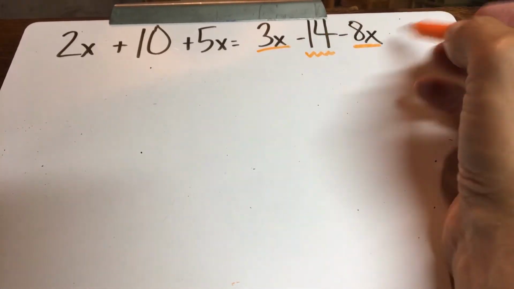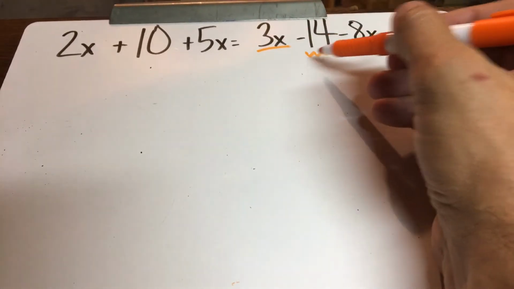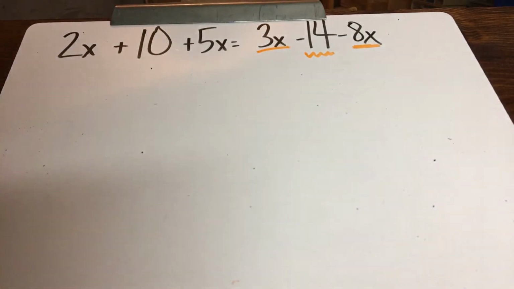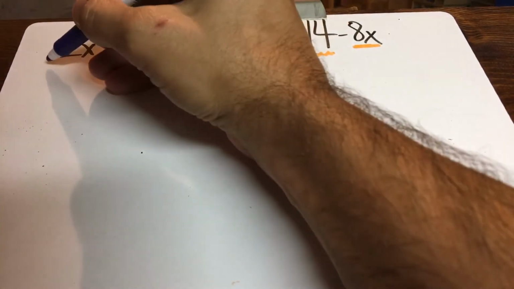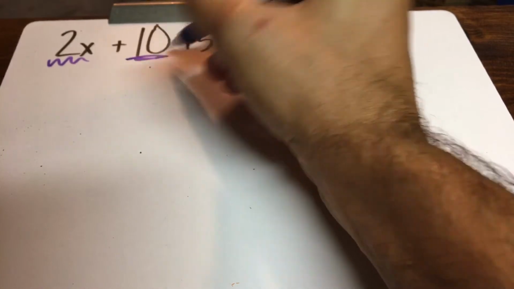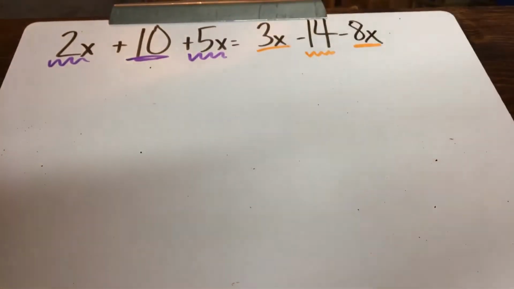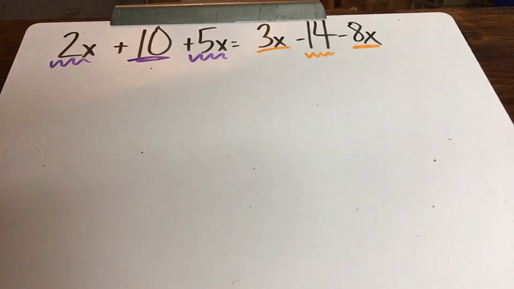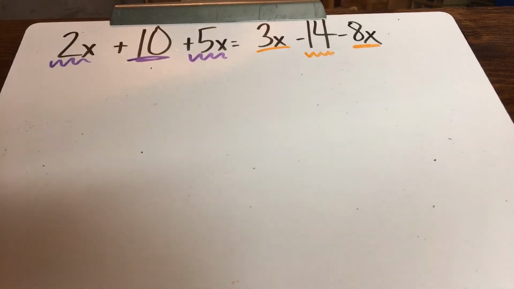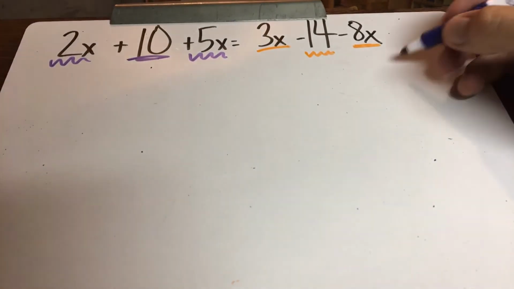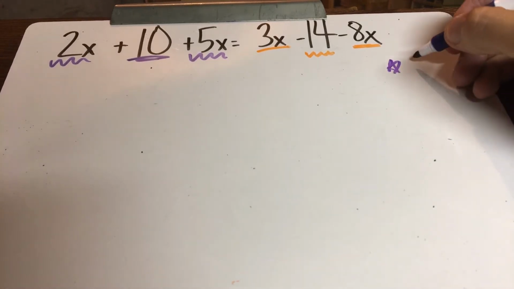So you can see here on the right-hand side, we have 3 terms: 3x, 14, and then 8x. On the left-hand side, you've got 2x, you've got 10, and then you've got 5x. All right, so you have 3 terms on the left-hand side. You have 3 terms on the right-hand side of the equal sign. That is too many. You want 2 terms on the left and 2 terms on the right. So what we want to do first is combine like terms.